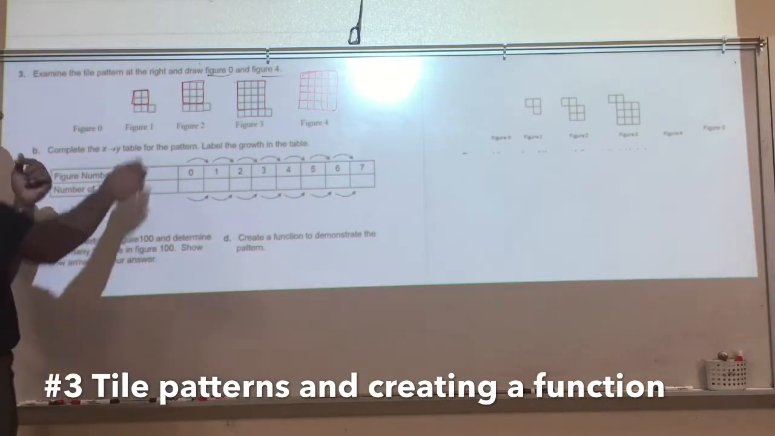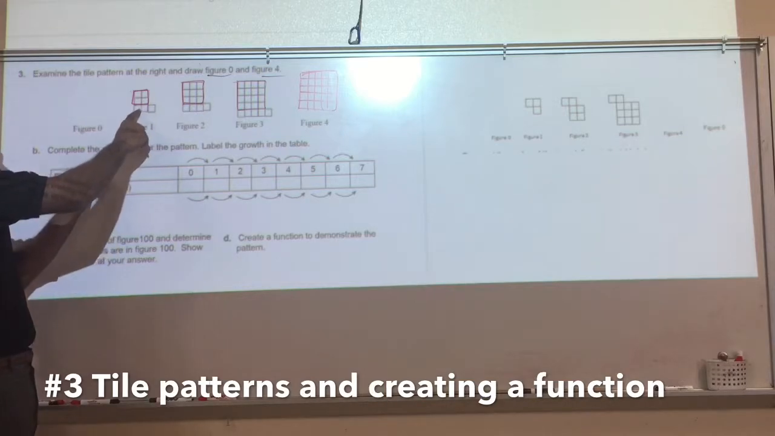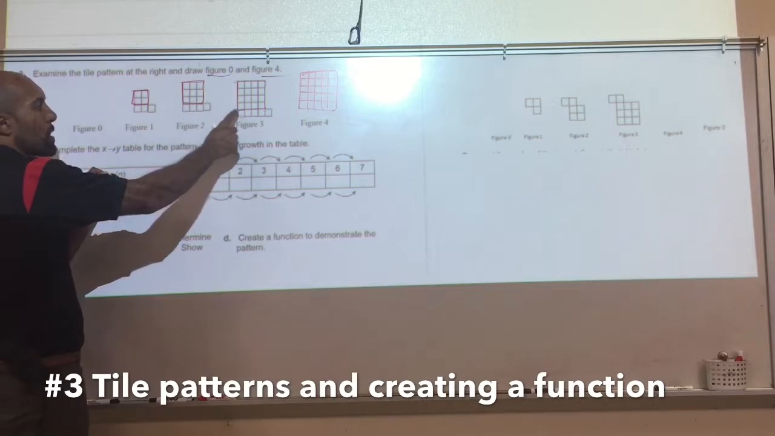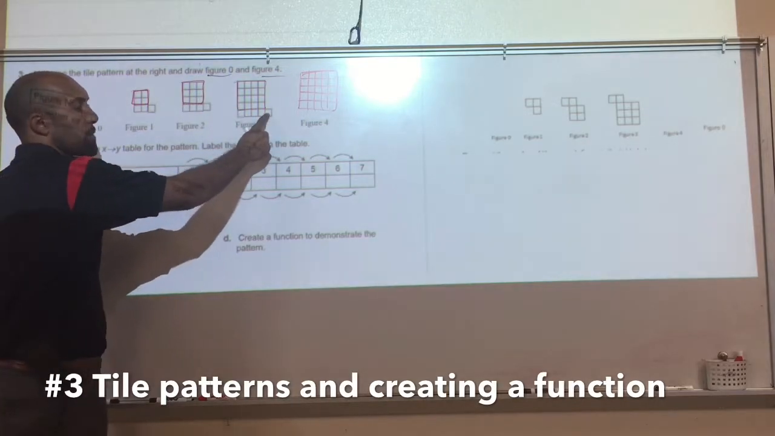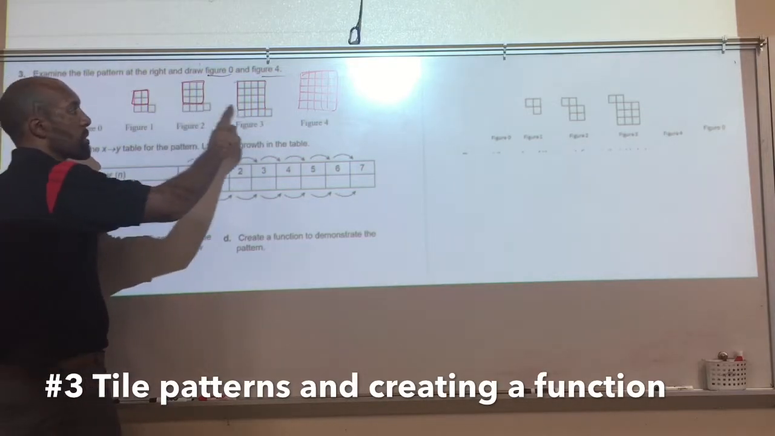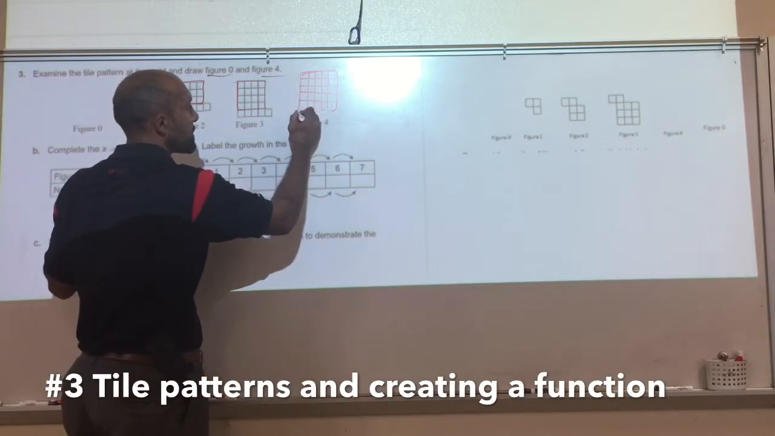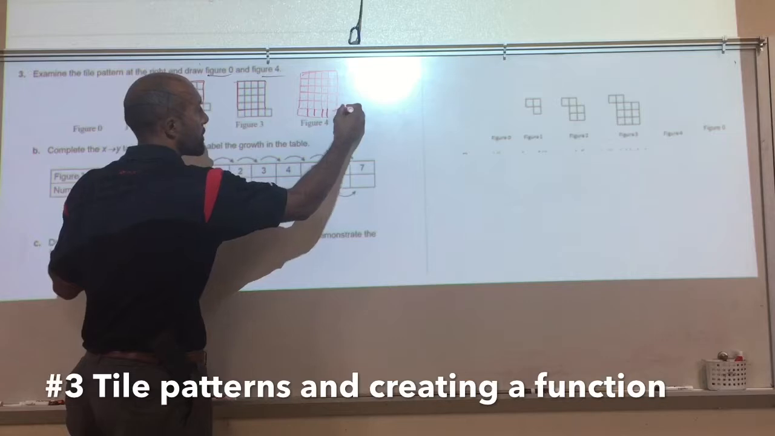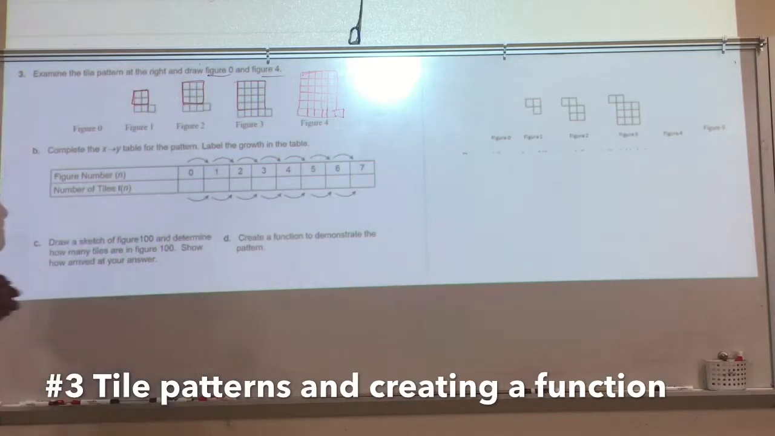Now what I'm seeing is that on the bottom it's growing by 1: 1, 2, 3, then 1, 2, 3, 4, then 1, 2, 3, 4, 5. So if it's 3, 4, 5, then this one must be 6. 1, 2, 3, 4, 5, plus this little one there, 6.